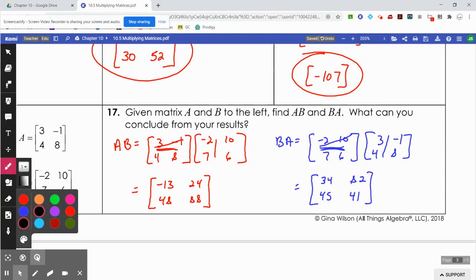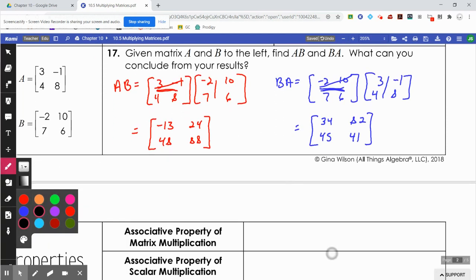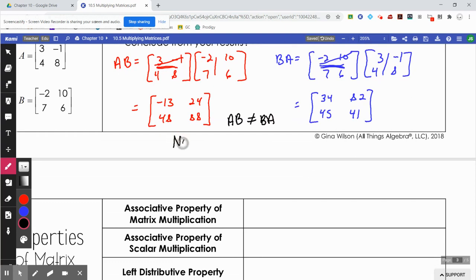So what can we conclude from this? Look at your two answers. AB is not the same thing as BA. Matrix multiplication is not commutative, meaning that the order again is important. AB and BA not the same thing, so the matrix multiplication order is important.